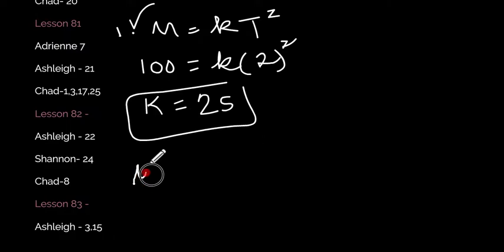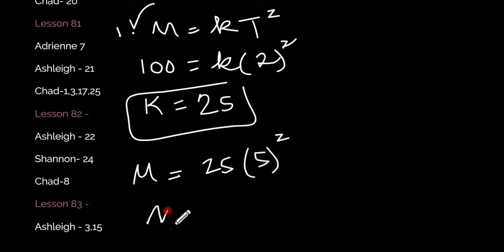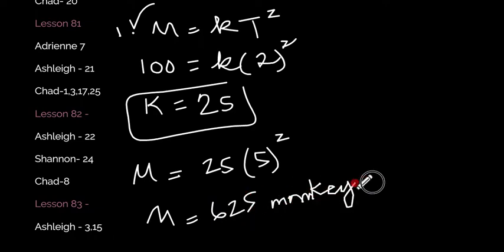Now we want to find how many monkeys there are. We have k is 25. If there are 5 turtles, there's a little drag on my computer. So the monkeys are going to be 625 monkeys. If there's words in your problem, you should put words in your answers.